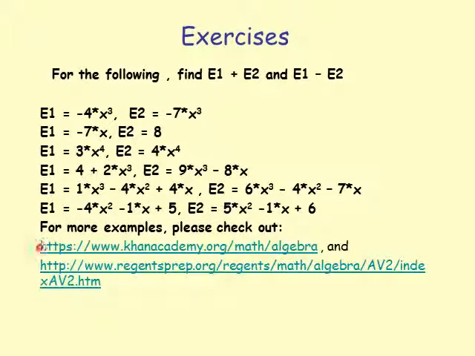If you want to look at some more, check out khanacademy.org, math, algebra, and also you can check out regentsprep.org, Regents math, algebra, AV2 extracts. You can check that out. I usually use a random number generator to make up these E1s and E2s, so you can also use a random number generator to compute your expressions. Let's continue.